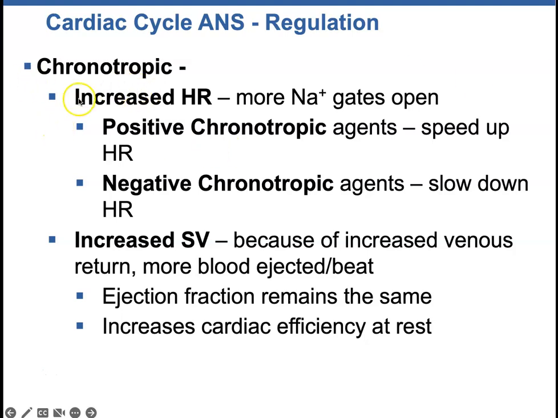So your chronotropic agents, chrono means to count, chronotropic refers to heart rate. So when you increase heart rate, that means more sodium gates are opening and more sodium is rushing in. So what that's going to do is that it's going to increase the heart rate because it's a positive chronotropic agent. It speeds up the heart rate. Negative chronotropic agents are going to slow down heart rate. So for example, acetylcholine is going to be something that does that. The medication adenosine is going to be something that does that. So you're going to take a medication that directly impacts the heart rate response.